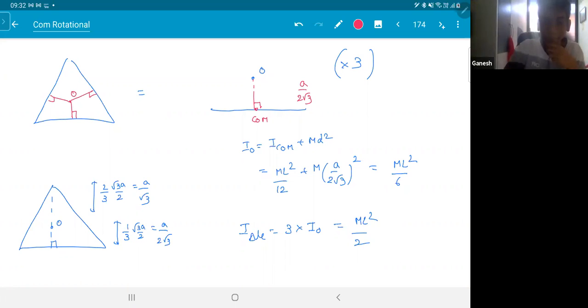Sir, why did you apply for center of mass, ML square by 12? We will apply that formula, sir, MD square for distance D.